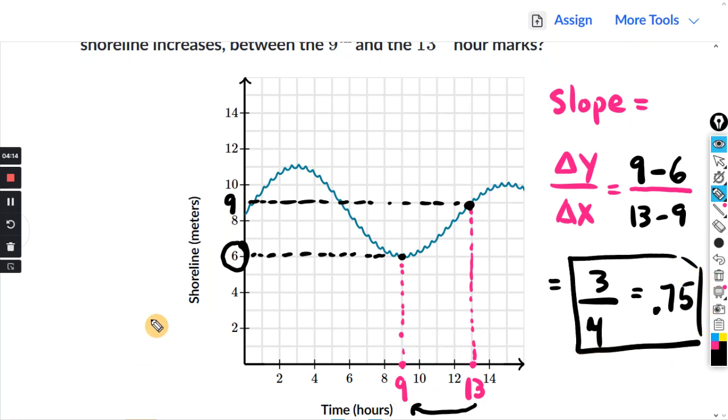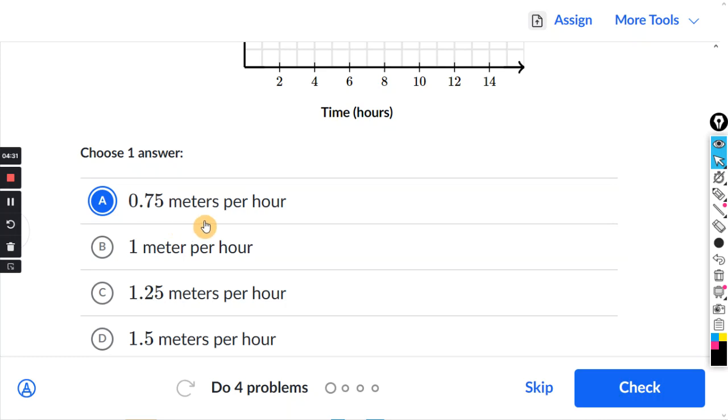All right, so that's it. Does the answer make sense, at least in terms of positive or negative? Well, this is definitely a positive slope, so at least we have that part correct. Answer A, 0.75.